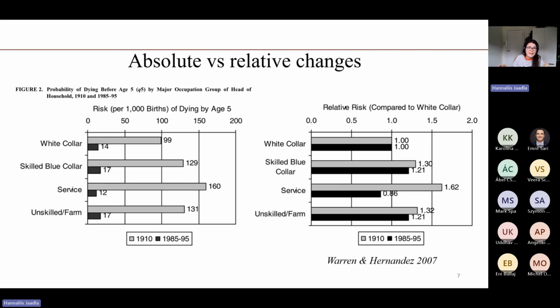And it has two different panels. On the left side, you have the absolute differences, so the absolute change in child mortality over this period. What we really easily see is a huge overall improvement in child mortality over time, and this has happened for all SES groups. Child mortality by 1985 to 1995 is much lower.